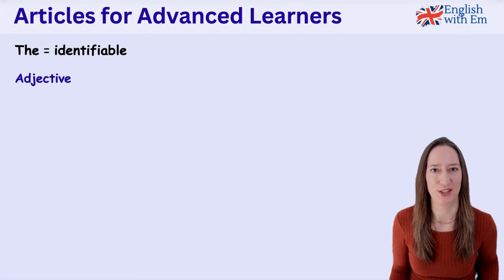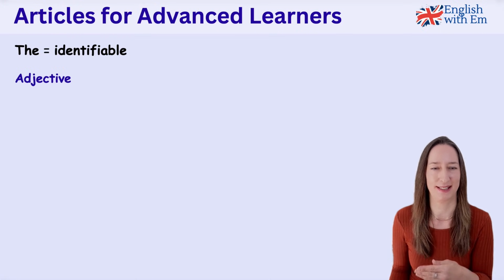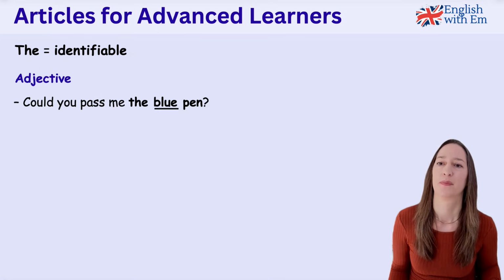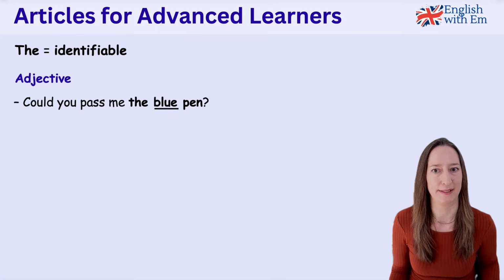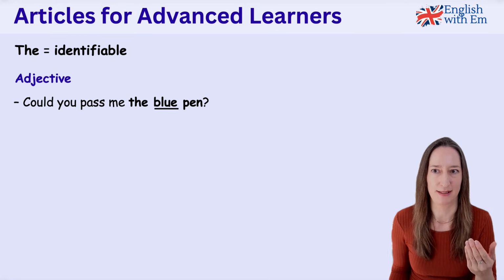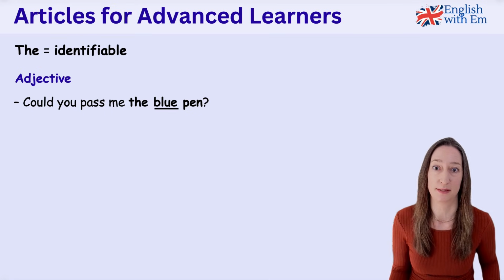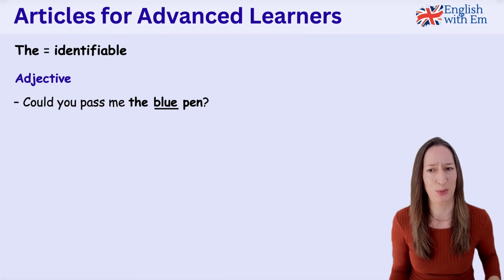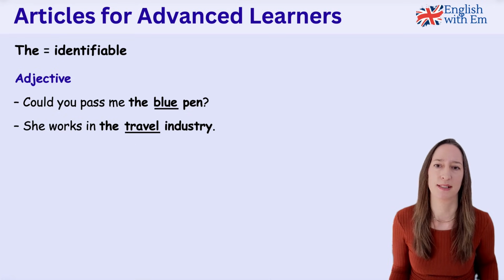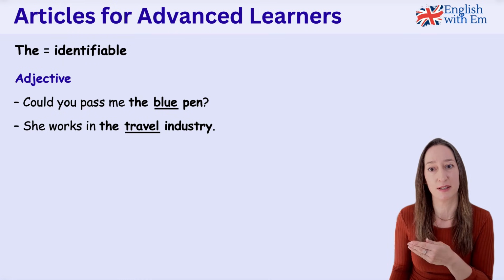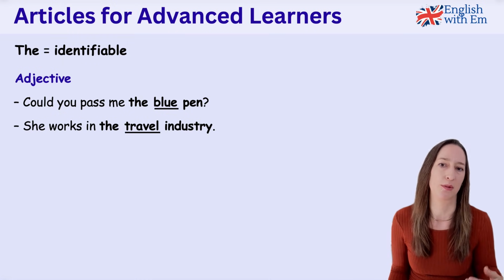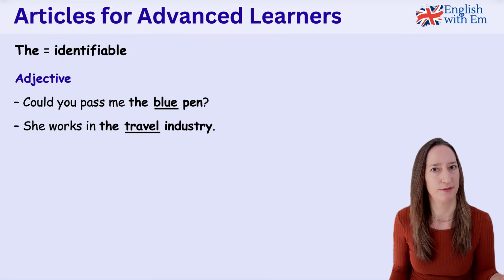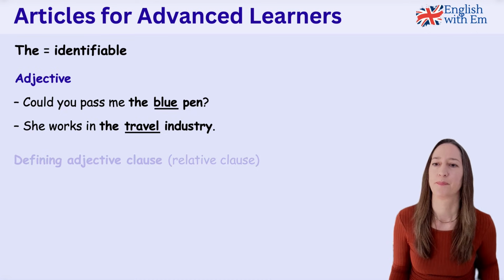Now let's look at adjectives. So this is another way that a noun becomes identifiable. Could you pass me the blue pen? So blue is an adjective that defines the pen. And in this case, we need to use the, because we know which pen we're talking about. Not just any pen, the blue pen. She works in the travel industry. Travel here serves as an adjective that defines which industry we're talking about. It's identifiable, so we use the.